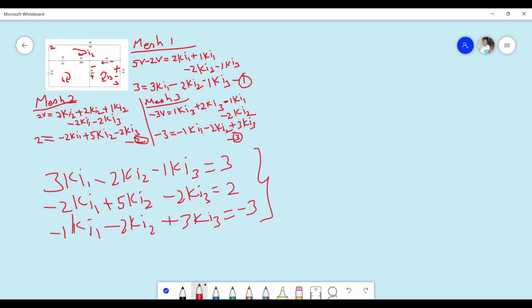So your I1 is equal to 2 milliamps, I2 is equal to 1.25 milliamps, and I3 is equal to 2.75 milliamps.